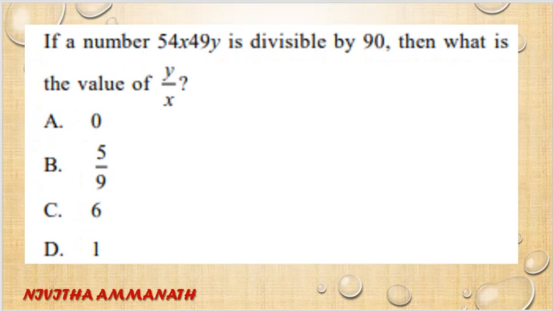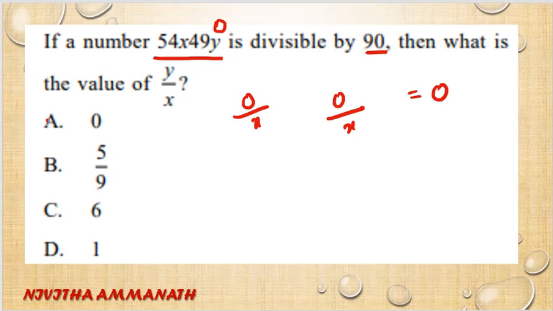If a number 54x and 49y is divisible by 90, then what is the value of y by x? This number is divisible by 90, then y is always 0, because it is divisible by 90. So the value of y by x is 0 by x. 0 by any number, that's equal to 0 only. So A is the correct option. Next question.